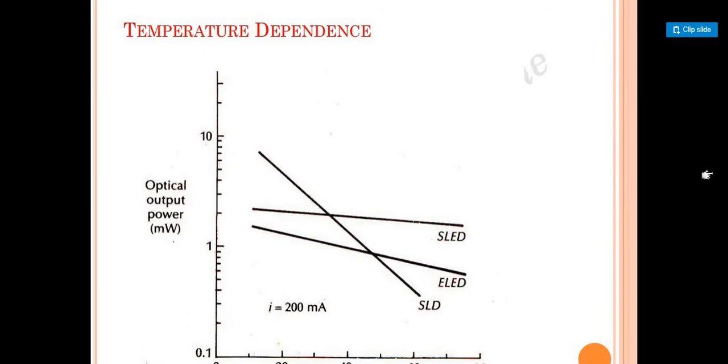Next is temperature dependence. What is temperature dependence all about? It is about whatever diode we are having. If you take temperature on the x-axis and you want to find the optical output power in milliwatts, both values can be obtained in this format. So what is the current we are assuming for that? I equals 200 milliampere. At that particular value, if you want to find the temperature dependence of the output power, which we get in milliwatts, that can be obtained in this format. As you can see here, we are using SLD, LED, SLED. We are going to see all those things now.